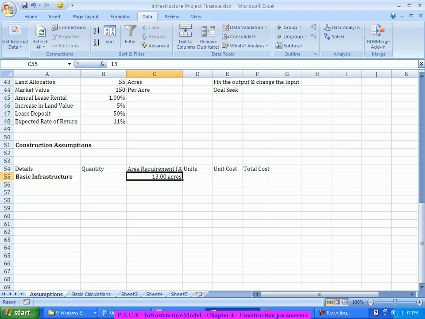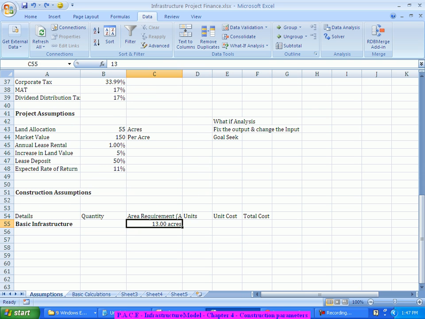You see, it comes out as 13 acres. So that acres will always be there. I just need to enter the number. So sometimes you can even make it look more and more user friendly by changing the formats like this.